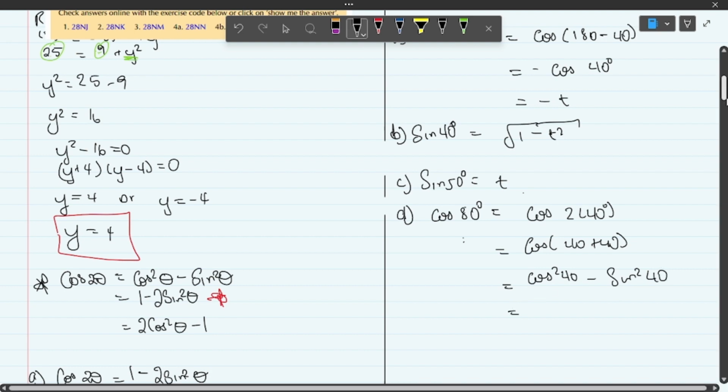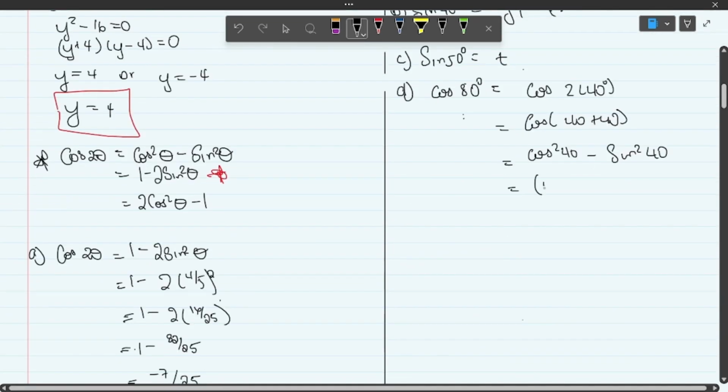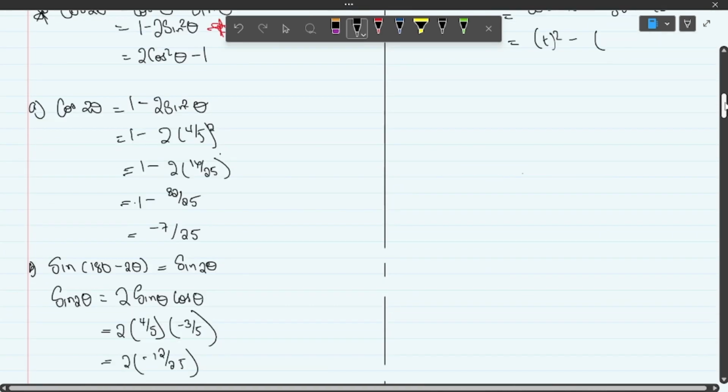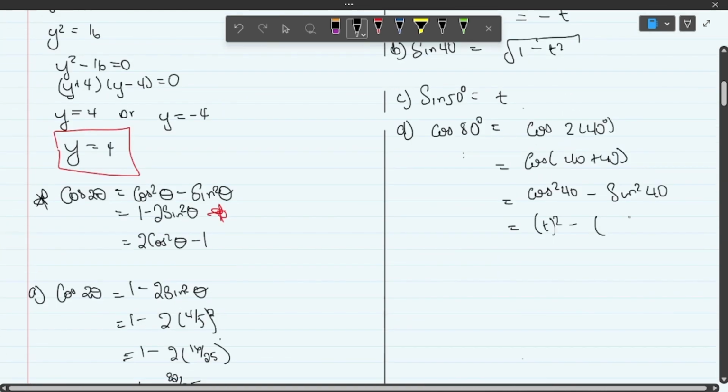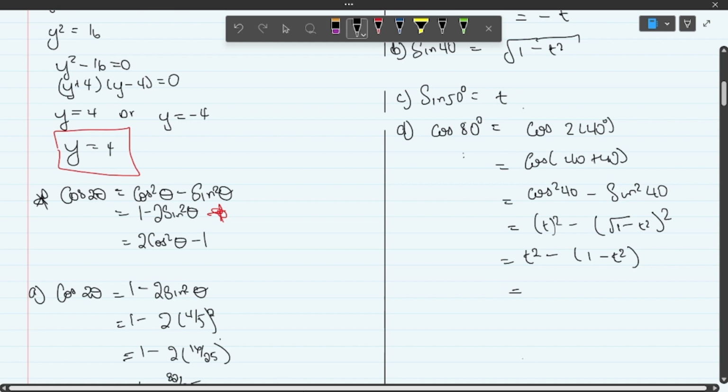So cos squared 40 degrees is what? Cos 40 degrees is t, so t squared, minus sine 40 degrees, which is the square root of 1 minus t squared. And then you square this. Then it's gonna be t squared minus 1 minus t squared.